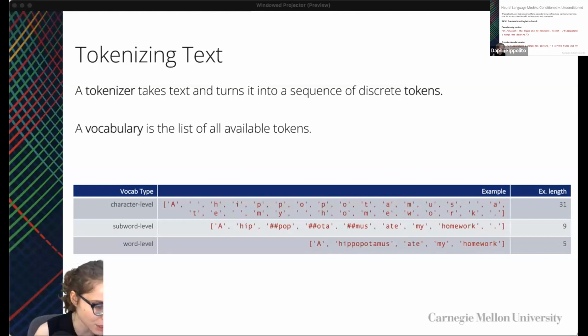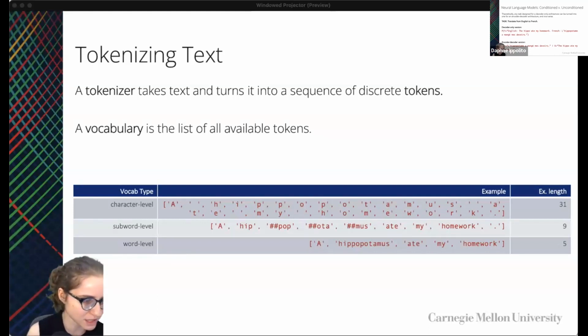Someone asked, what do the hashtags mean in this case? The hashtag means that this is a continuation of the previous word. You can see that they only occur on the continuation of the word hippopotamus. So it's basically saying, don't put a space between this token and the previous token.